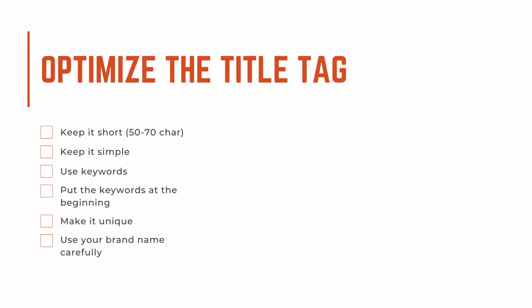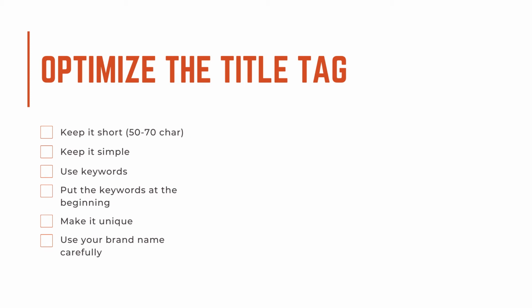If you're using Yoast or Rank Math, there's actually a separate title that you can use for the SEO title. So you want to optimize that title. Just a few things about that. You do want to keep it short. You want to keep it between 50 and 70-ish characters. It can be a little bit shorter, a little bit longer, but you want it to be relatively short.